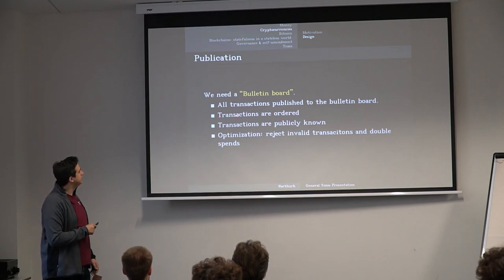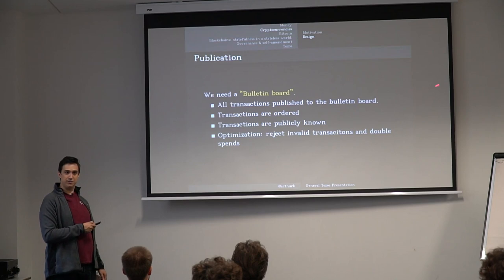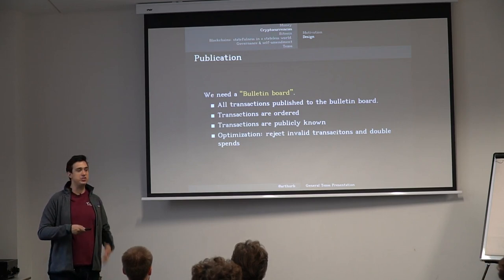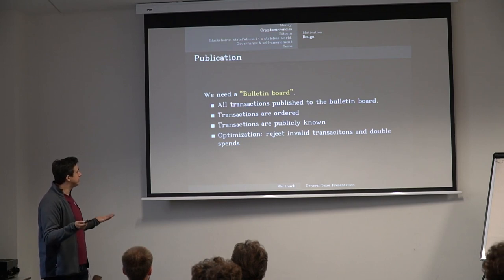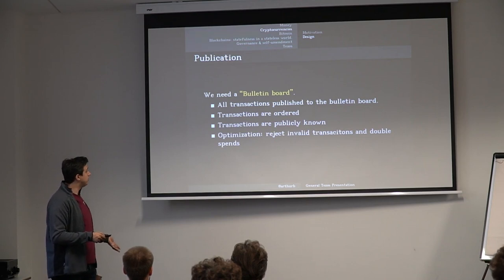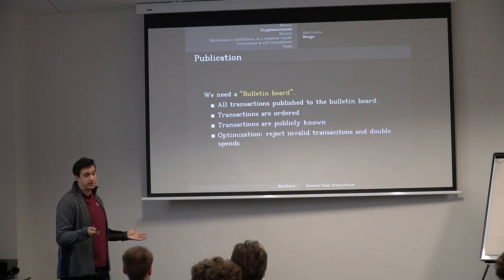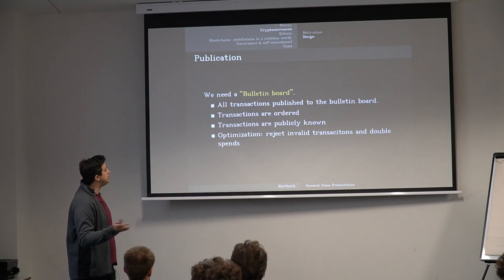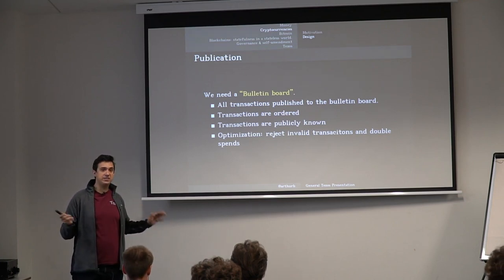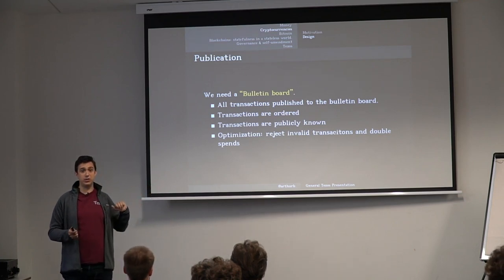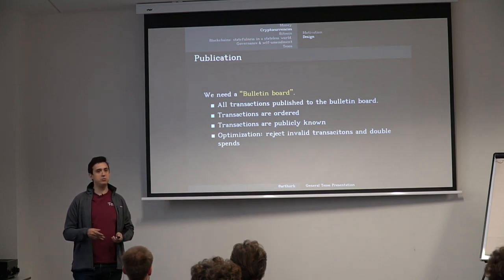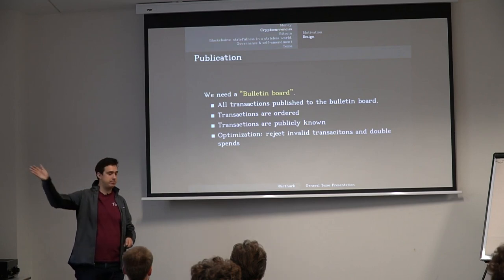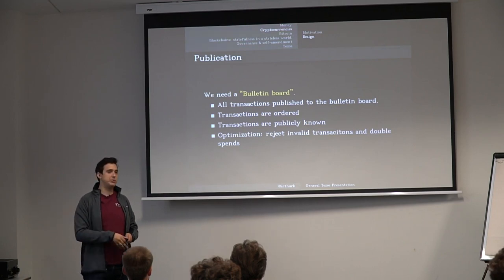And by the way, this is why privacy is going to be difficult with these systems, precisely because you need to know if a transaction has been made before. So all the transactions are broadcast publicly. They're going to be ordered. They're going to be known. An optimization you can make on this bulletin board is that you could reject invalid transactions. The system also works if you allow invalid transactions. You could put all the transactions, valid and invalid, and then say, well, it's your job to look at the bulletin board and only care about the ones which are valid.